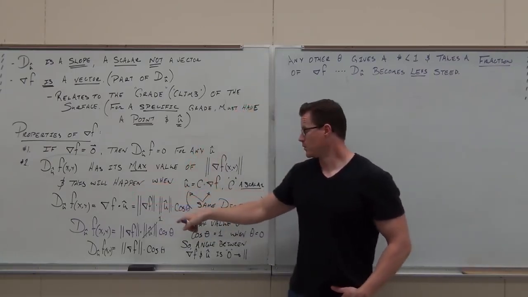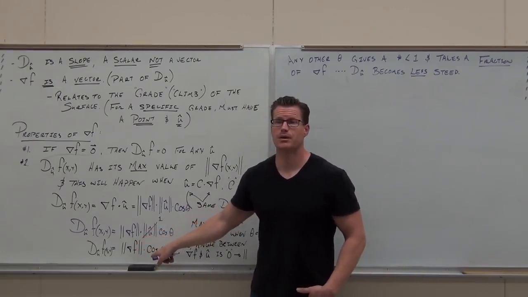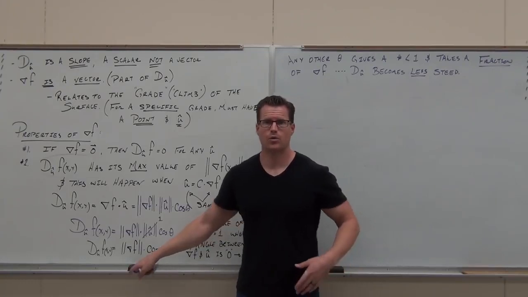Well, let's go back over here. What's the minimum value of cosine, everybody? What's the minimum value of cosine? -1. When's that happen? When it's on pi. Well, okay, so wait.